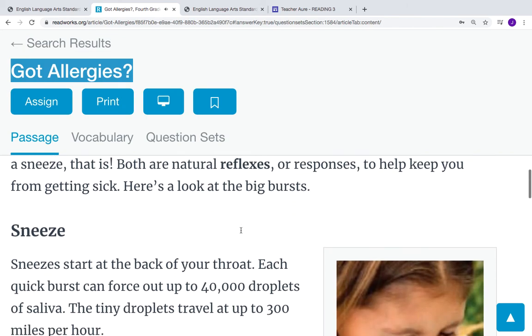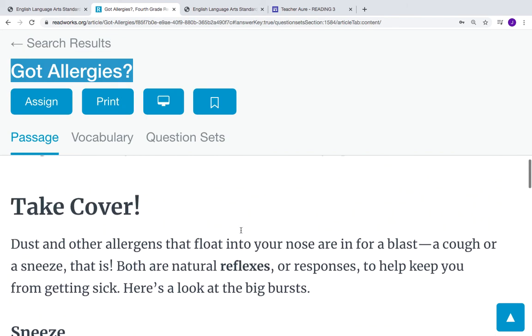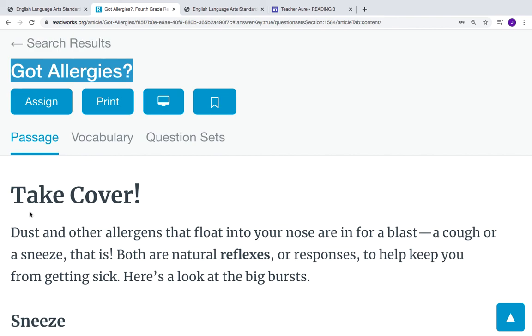So here, look at that. It has a heading. It says take cover, and it talks about sneezes, or things that happen to us when an allergen goes inside our nose. We either cough or we sneeze.